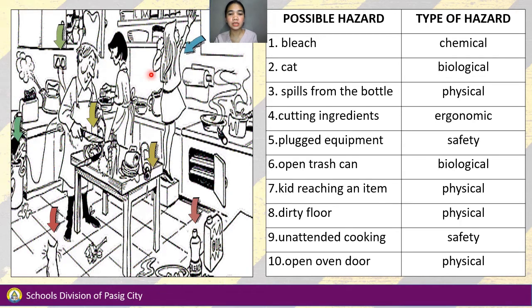Number 7. Kid breaching an item, physical. Number 8. Dirty floor, physical. Number 9. Unattended cooking, safety. Number 10. Open oven door, physical.